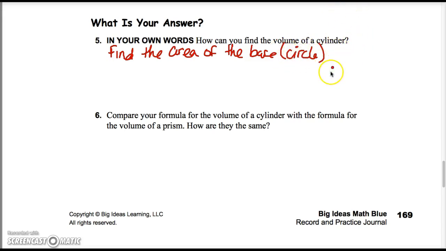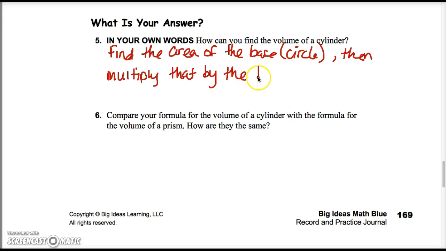And then once we did that, we multiplied it by how many dimes we had, or the height of it. So we'll say then multiply that by the height. Okay, and that's basically how you find the volume of a cylinder.